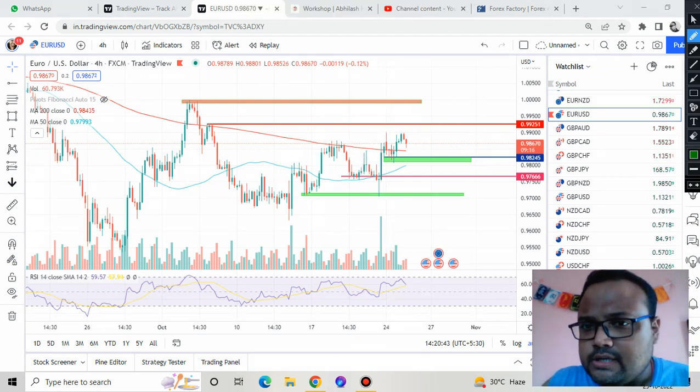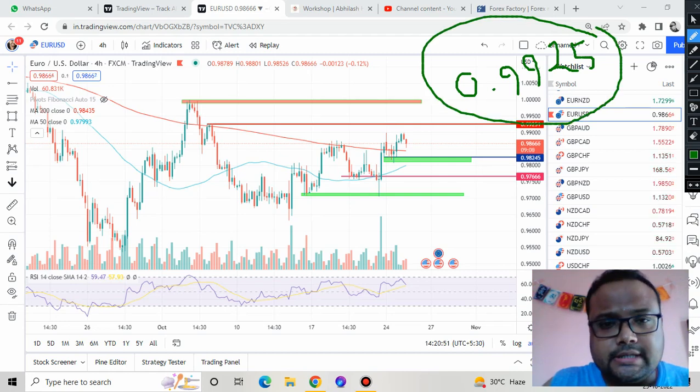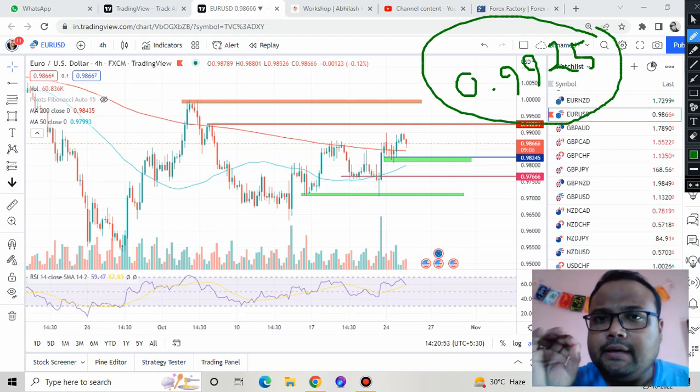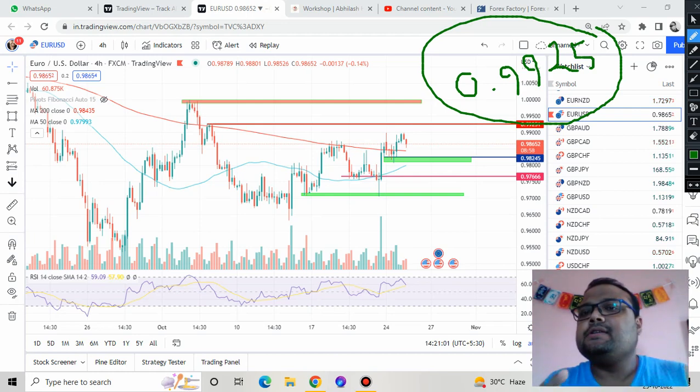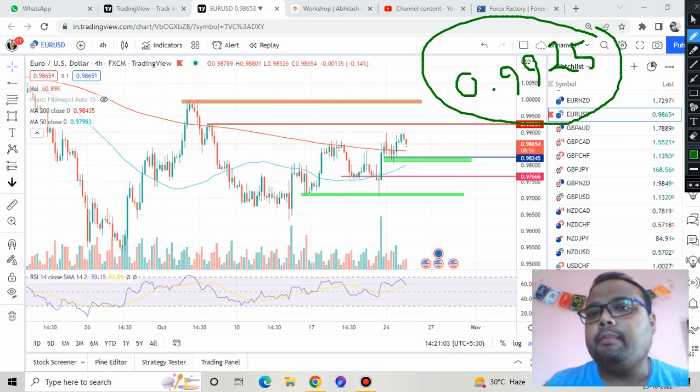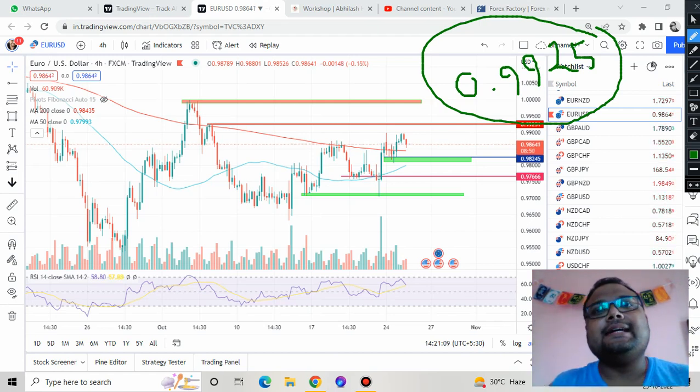So if Euro USD starts going up from here, the first resistance will be 0.9925. This is our first resistance. Just watch the market around the 0.9925 level. If you see that market looks choppy, and if you see prices being rejected from above, and DXY is also not giving a clear sign, then you can take a sell position.